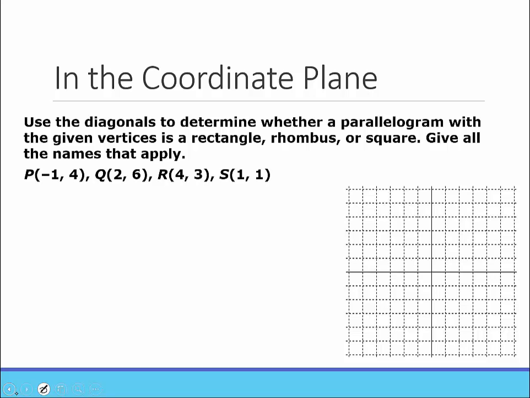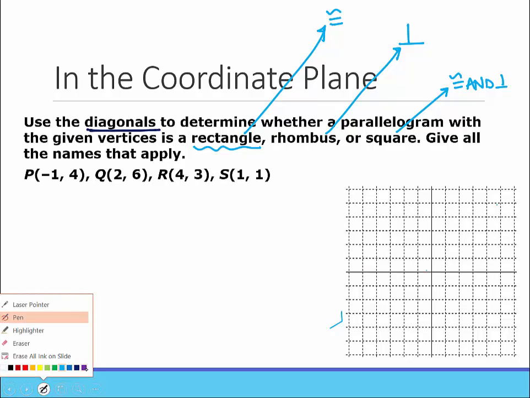Use the diagonals to determine whether it is a rectangle, a rhombus, or a square, and then give all the names that apply. So when we're using the diagonals, we have to remember what the relationship is. In a rectangle, your diagonals are congruent. In a rhombus, your diagonals are perpendicular. And in a square, they have to be congruent and perpendicular. So we're going to graph this, check it, and see what we can find.